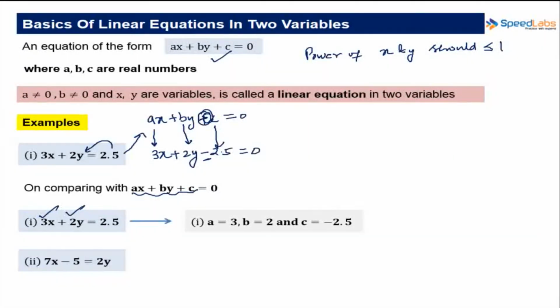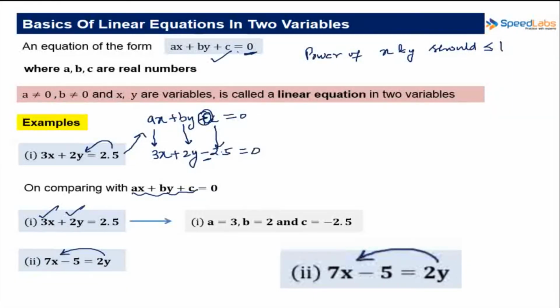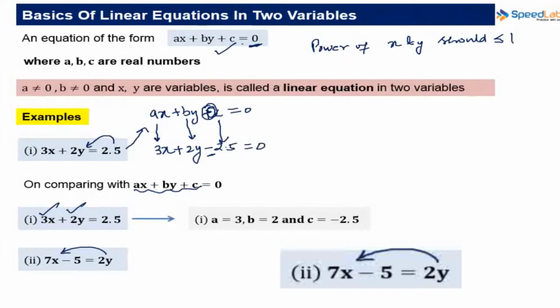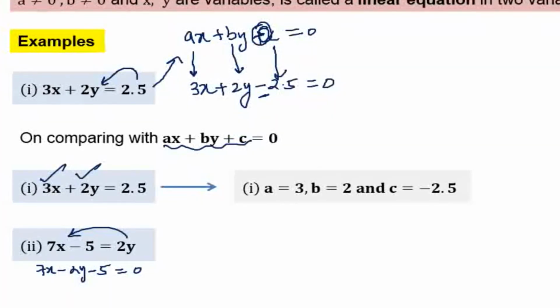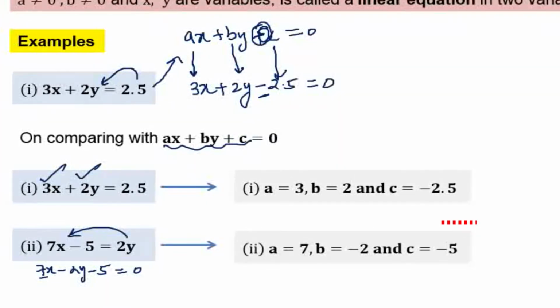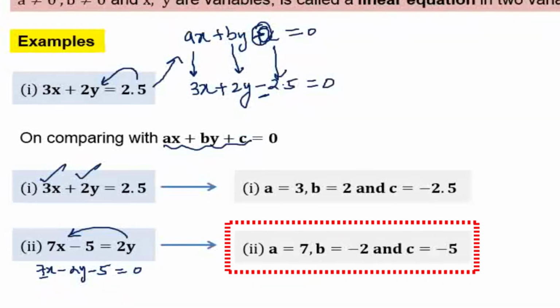Similarly, if you look at one more example, this is 7x minus 5 is equal to 2y. What you have to do is transfer all the terms to one side and leave 0 on the right hand side. Transfer this 2y to the left hand side. So the equation will be 7x minus 2y minus 5 is equal to 0. Now compare this with ax plus by plus c is equal to 0. A will be 7, b will be minus 2, because here it is plus by and here it is minus 2y. So b will be minus 2 and c will be minus 5.